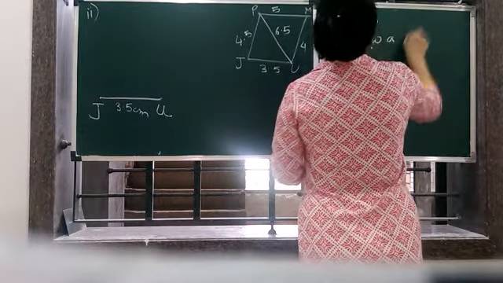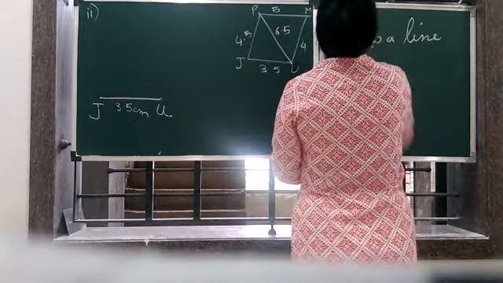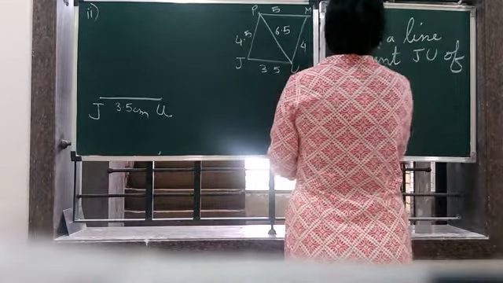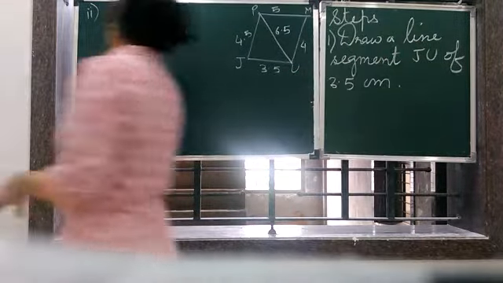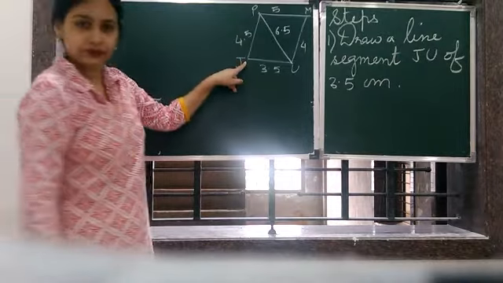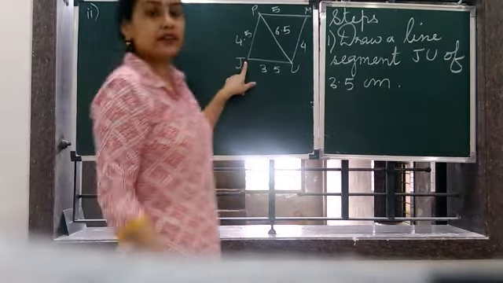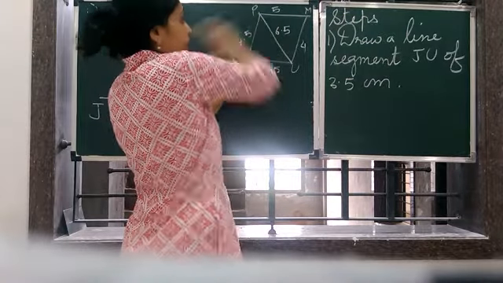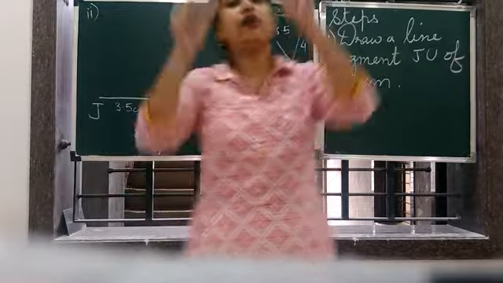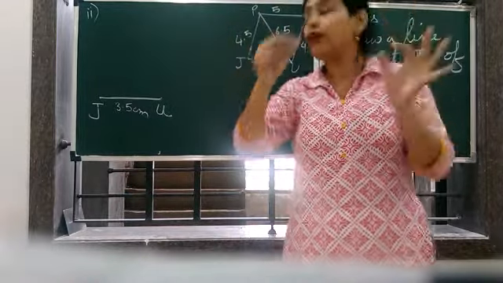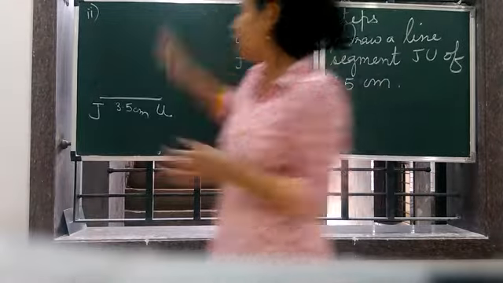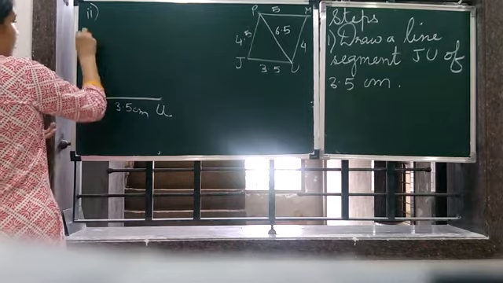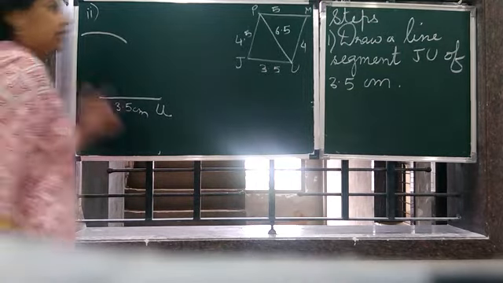Draw a line segment JU of 3.5 centimeter. Now from J, you take the radius of 4.5 centimeter and draw an arc. Okay? What will we do? In the compass we will take a radius of 4.5 centimeters and from point J we will mark, we will draw an arc like this. Yeah. So we'll write that.